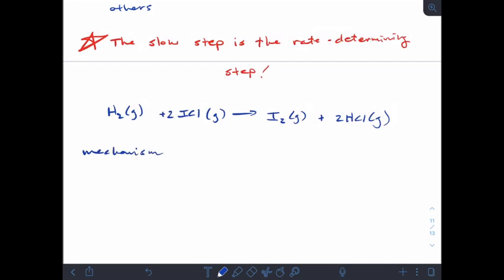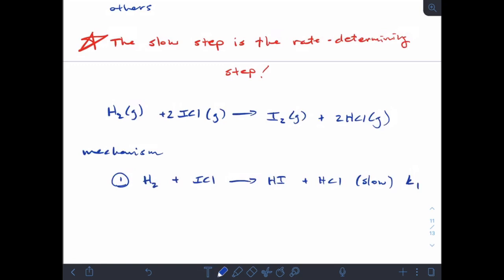So our mechanism will look like this. We'll have reaction 1. We're going to start with some hydrogen gas. We're going to mix it with some ICl. And we'll have hydroiodic acid as a product and HCl as a product. Okay? That's going to be our slow step. And we'll give that a rate constant of K1.